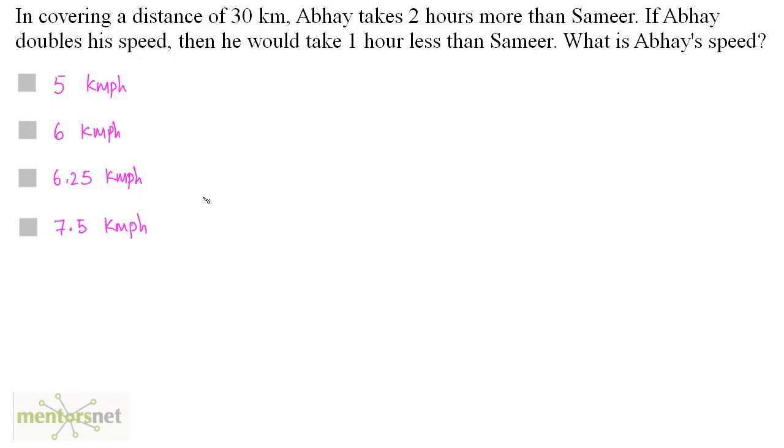In covering a distance of 30 kilometers, Abhay takes 2 hours more than Samir. If Abhay doubles his speed, then he would take 1 hour less than Samir. What is Abhay's speed? So first of all, let us consider that the speed of Abhay is x kilometers per hour. And let us also assume that the time taken by Samir is t hours. Now we have two situations here. In the first situation, Abhay takes 2 hours more than Samir when his speed is x.